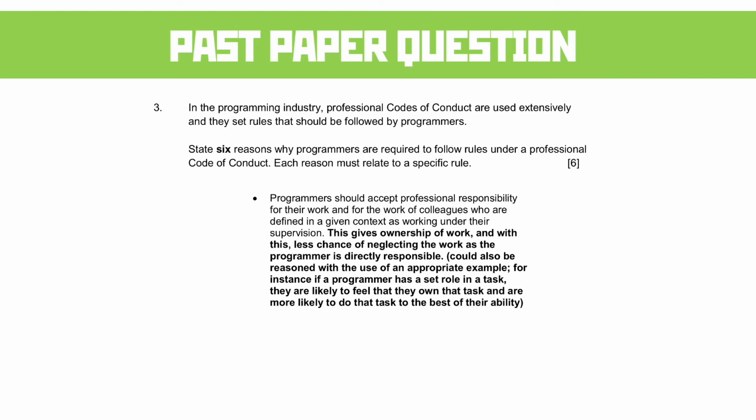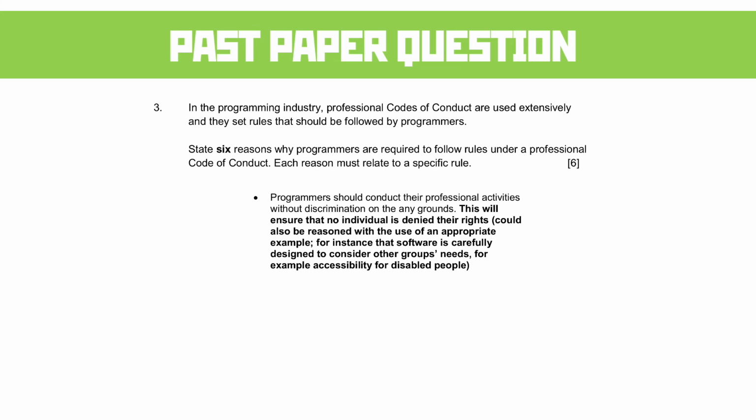It's quite a comprehensive one. This one says programmers should accept professional responsibility for their work and the work of colleagues who are defined in a given context as working under their supervision. And basically this gives you ownership of the work. People are less likely to be negligent if they are personally responsible for the actions of a piece of software.